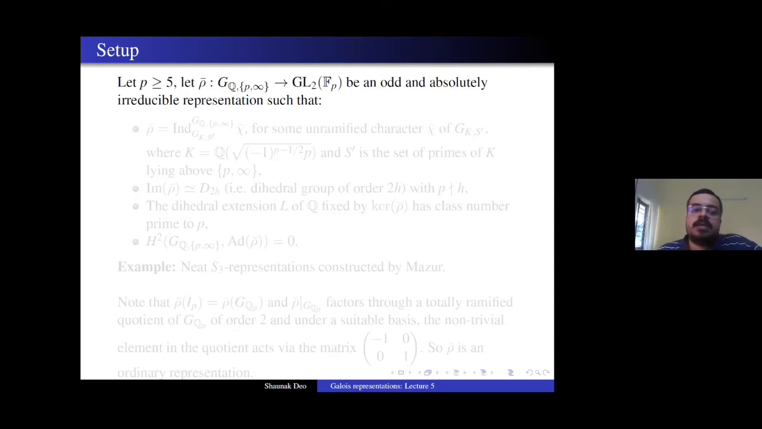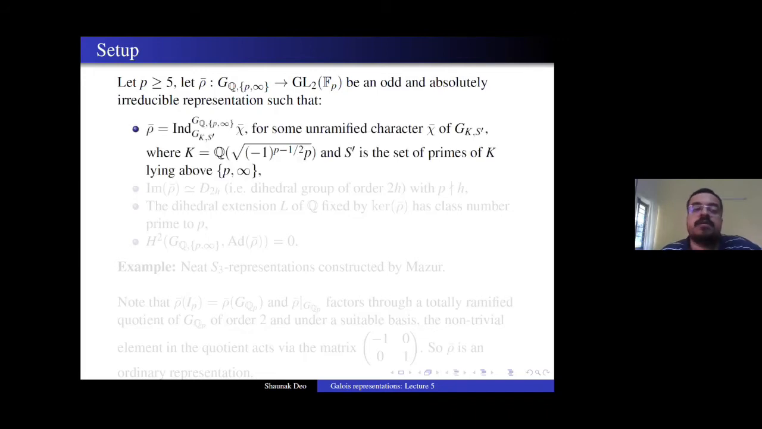So let p be a prime greater than or equal to 5. Let rho bar be this representation from G_{Q,{p,infinity}} to GL2 of F_p. We assume it to be odd and absolutely irreducible, but it has more conditions that we'll now describe. So first of all, we want rho bar to be induced from an unramified character chi bar of G_{K,S'}.